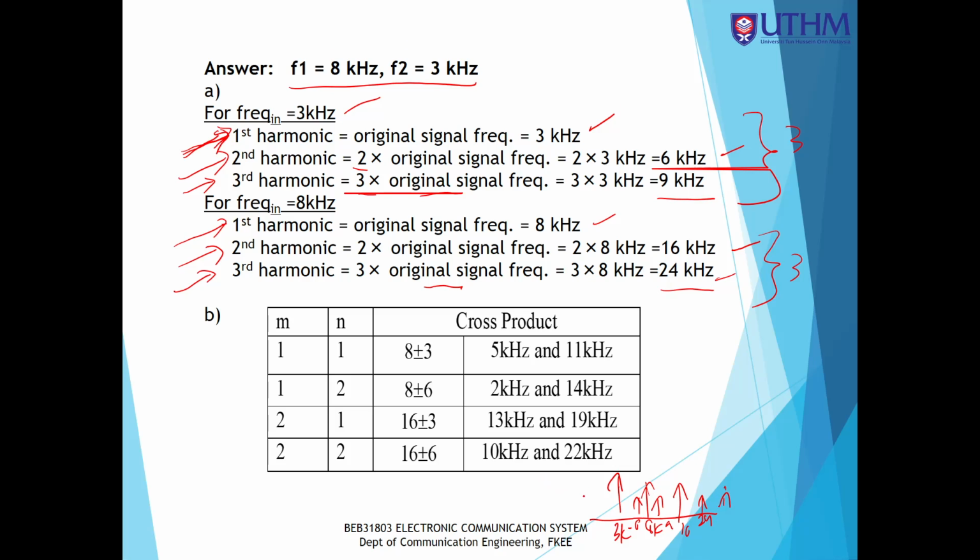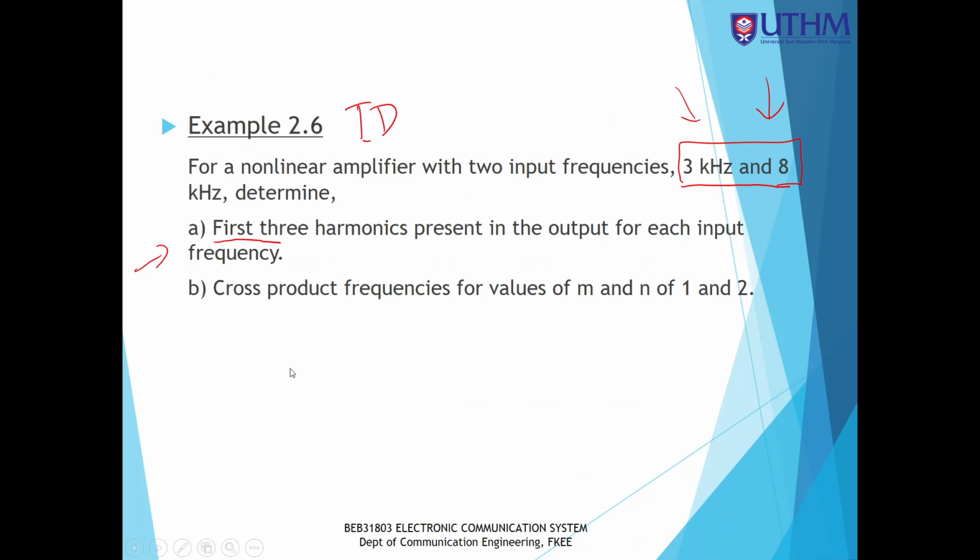So these are the locations of the harmonics due to each of the input frequencies. And then the second question asks for the cross product frequency for values M and N of 1 and 2. Apa maksud dia? So soalan ini, example 2.6, pernah keluar dalam soalan test yang lepas.